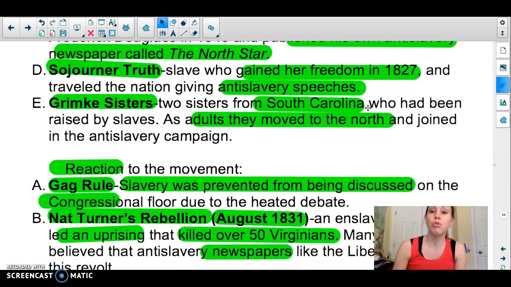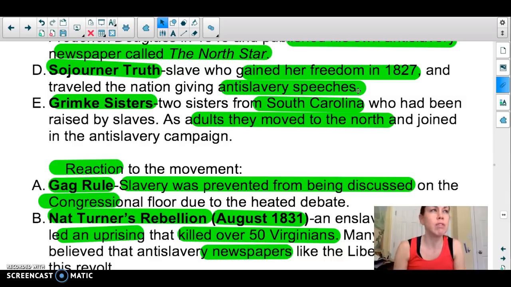Then you have Sojourner Truth, who was also a slave, but the difference here is, obviously, she's a woman, and she gained her freedom in 1827. She also goes on the circuit giving anti-slavery speeches, and you'll get to hear from her a little bit later, an actress that reenacts one of her famous speeches. So she's a really, really exceptional individual. Her background is really amazing.